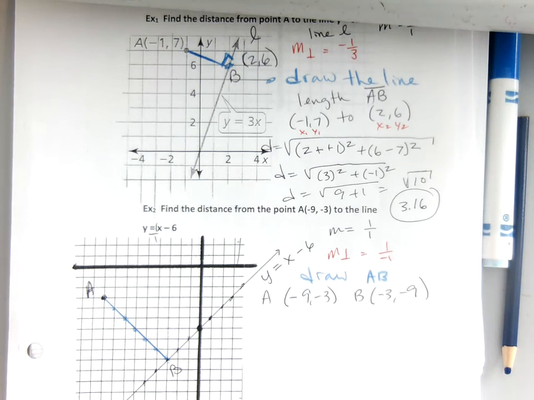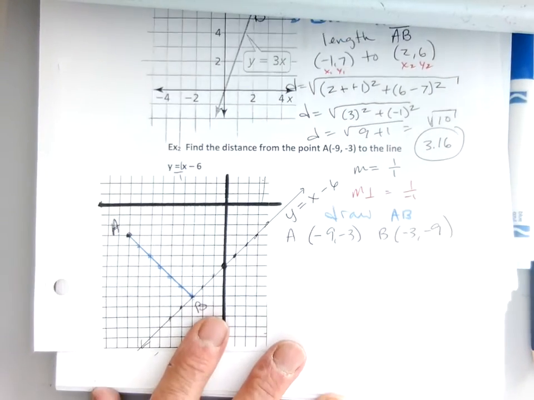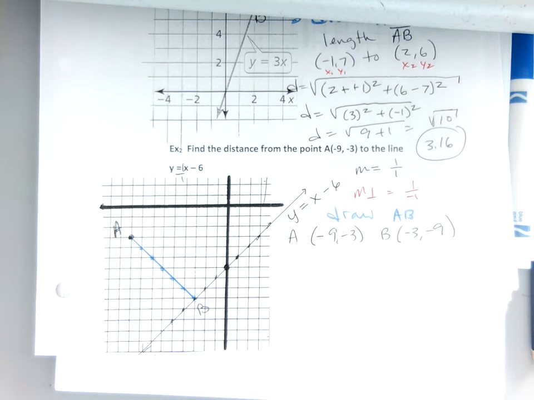So, how do I find the length? Hey, should we do it Artie's way? Let's do it Artie's way. Let's do this one different. I like Artie's way, huh? Bailey, you like this way too, don't you?